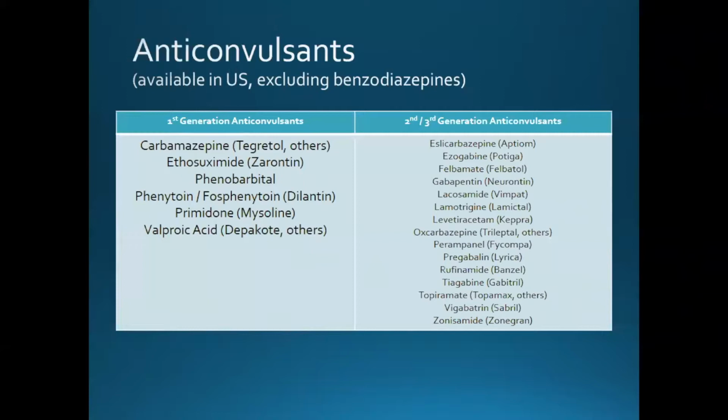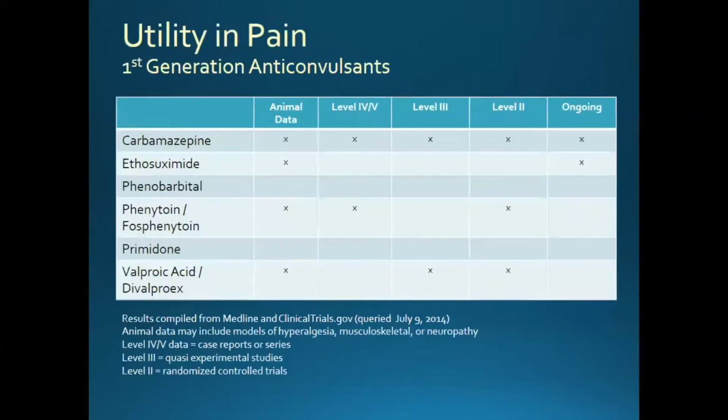You should not really hear a bunch of new information in the next couple minutes from me. However, what I want to do is share with you guys a couple of clinical pearl type things that we deal with in our clinic. All right? So from a utility of pain standpoint, these are the drugs that have data in chronic pain. And the tick marks are basically what quality of data we have to support their use.